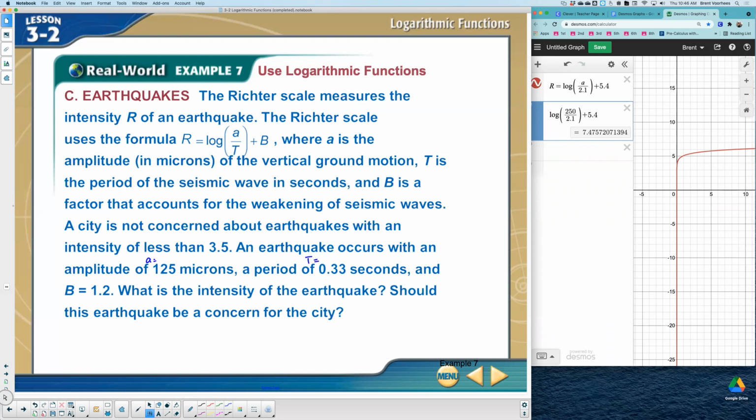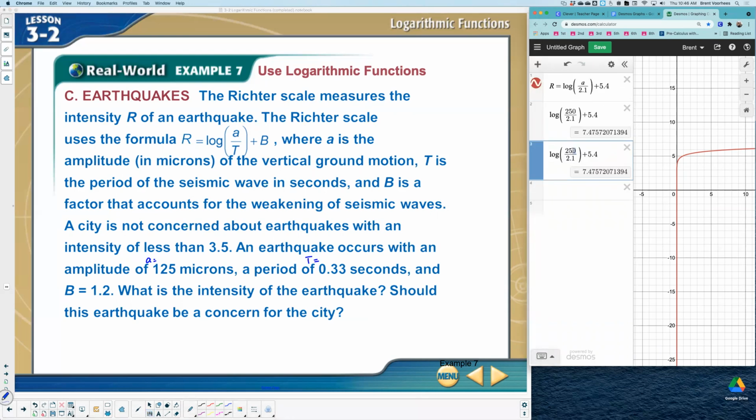T, the period, is changed to 0.33 seconds, and B is now 1.2. What is the intensity of this earthquake? So here we go. Let me just copy this and change our values. So we're now at 125, but they're coming quicker together. So it's not as much movement, but the movement is happening more quickly. That's the period T, and the sizing factor is 1.2.